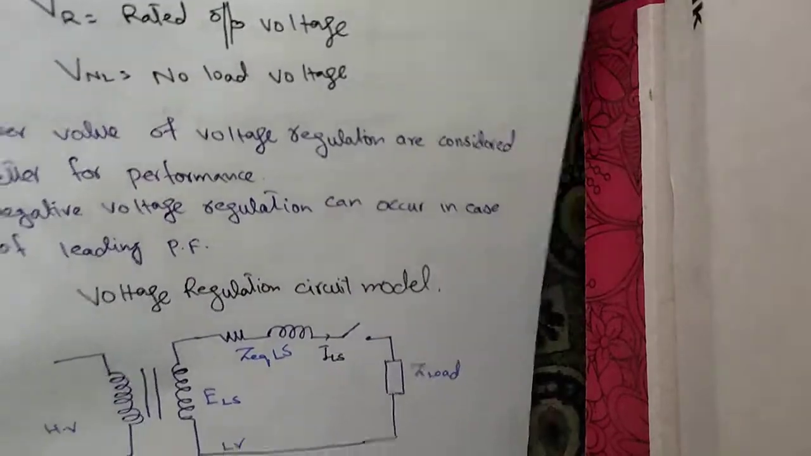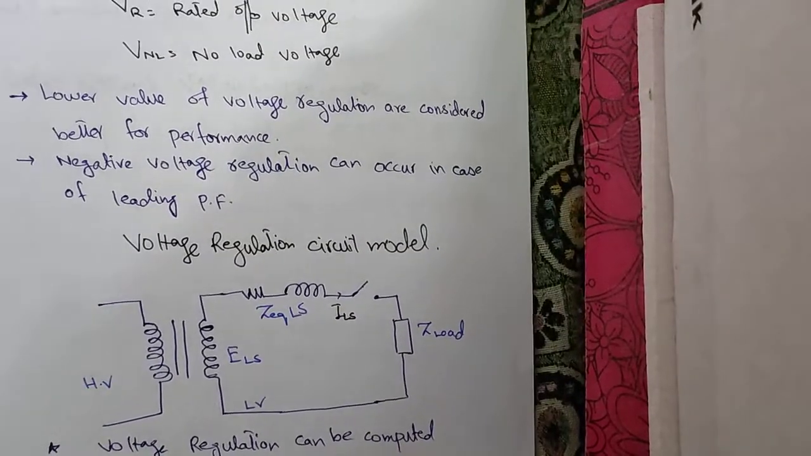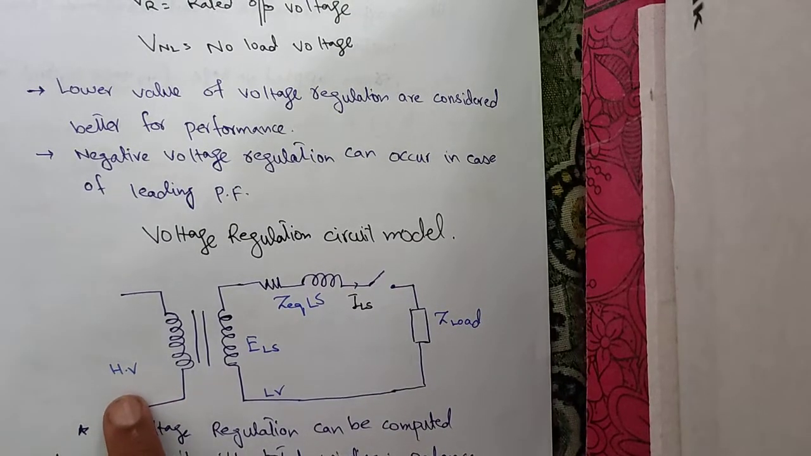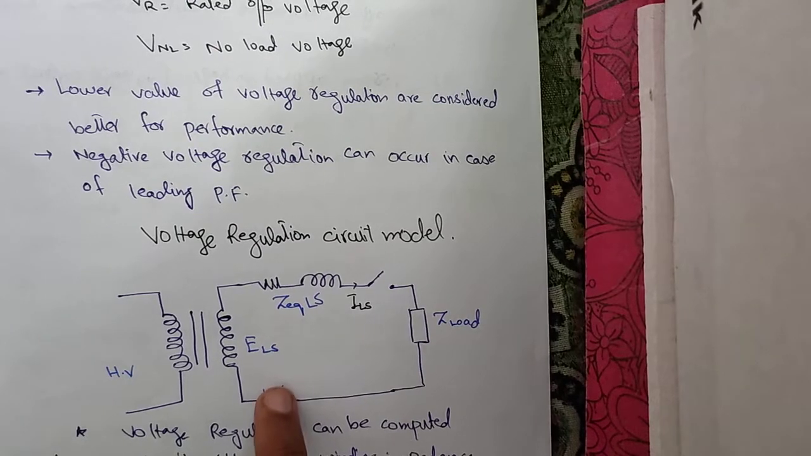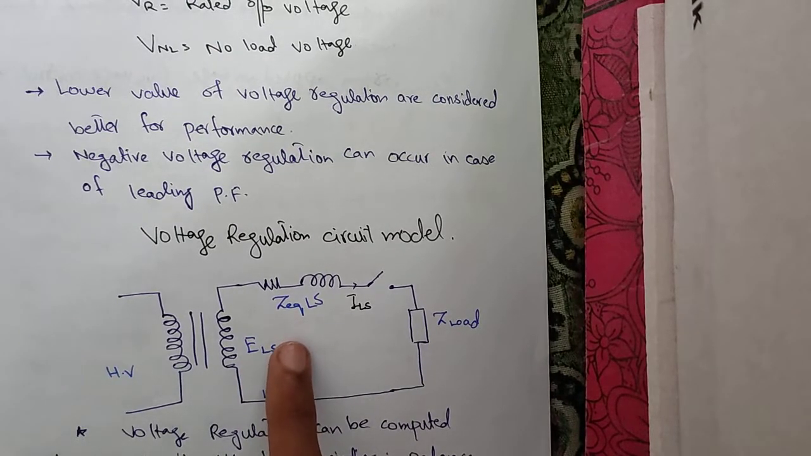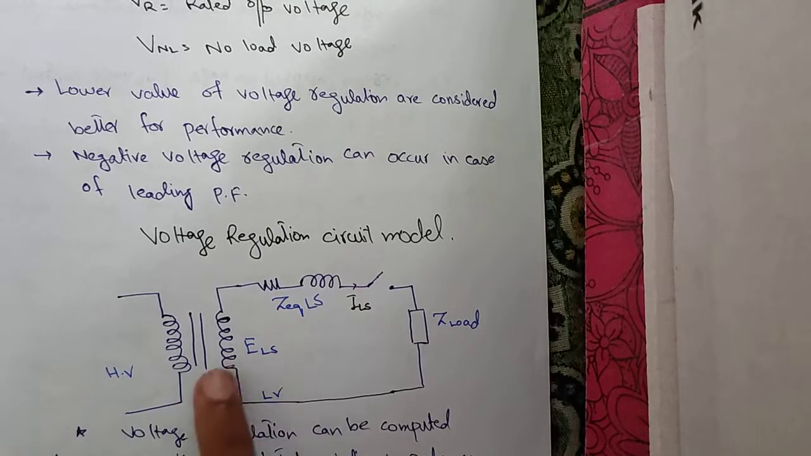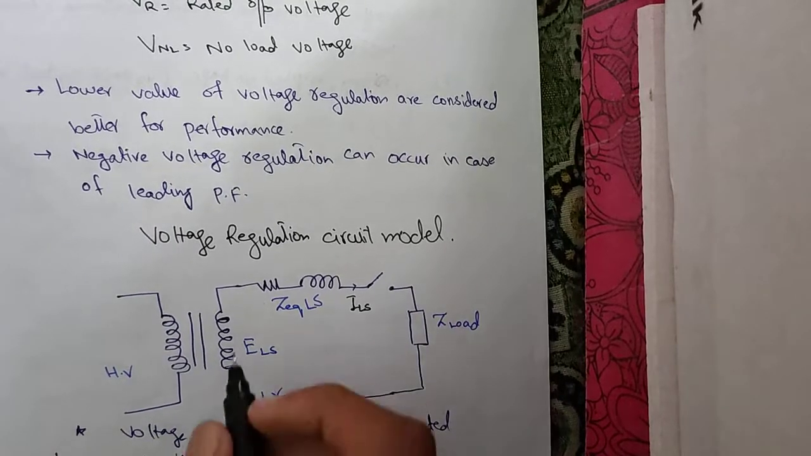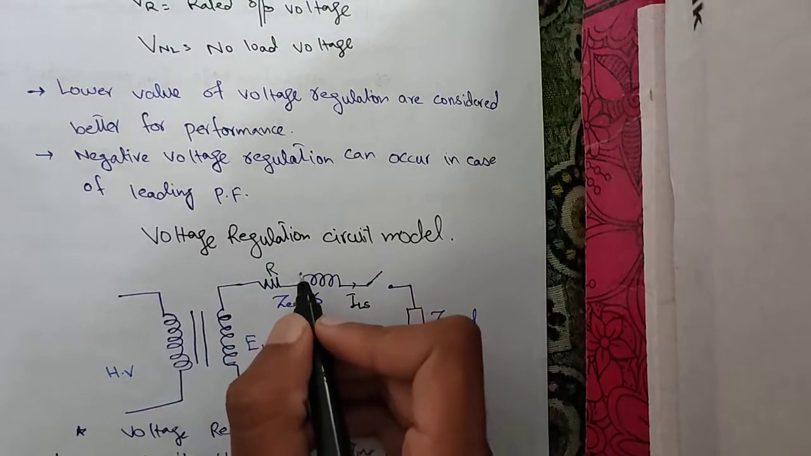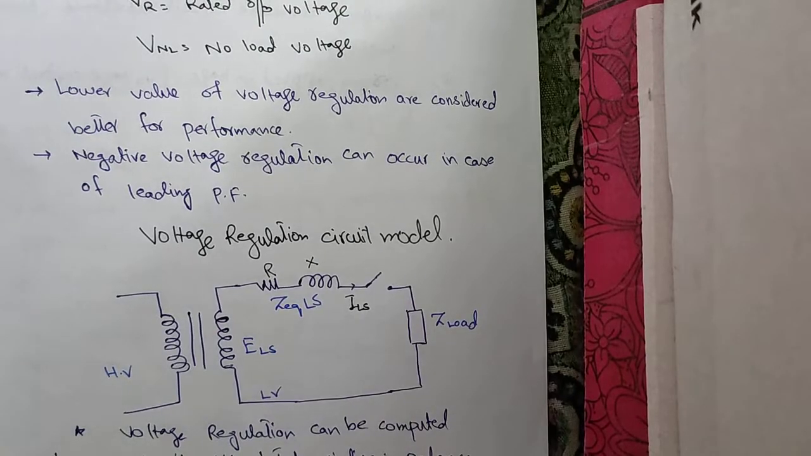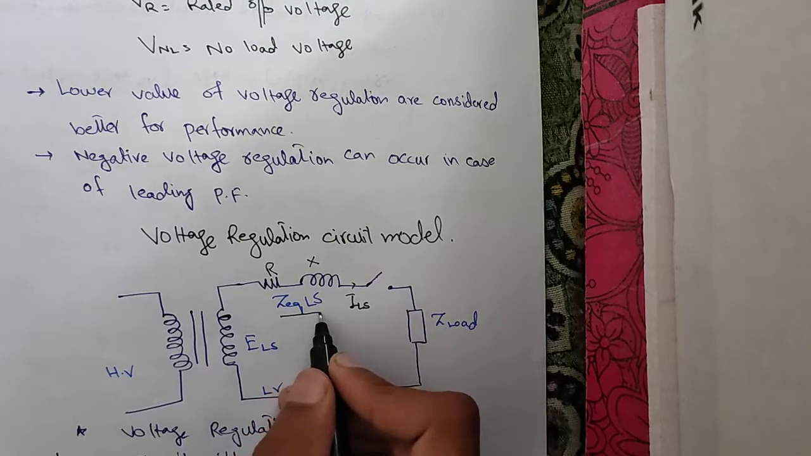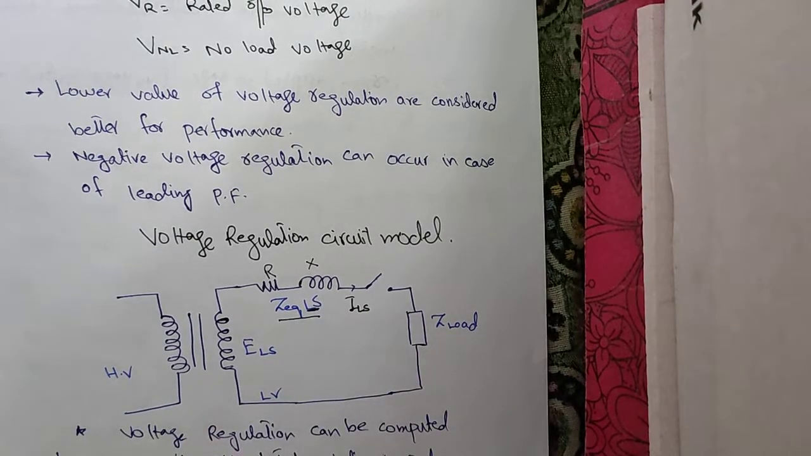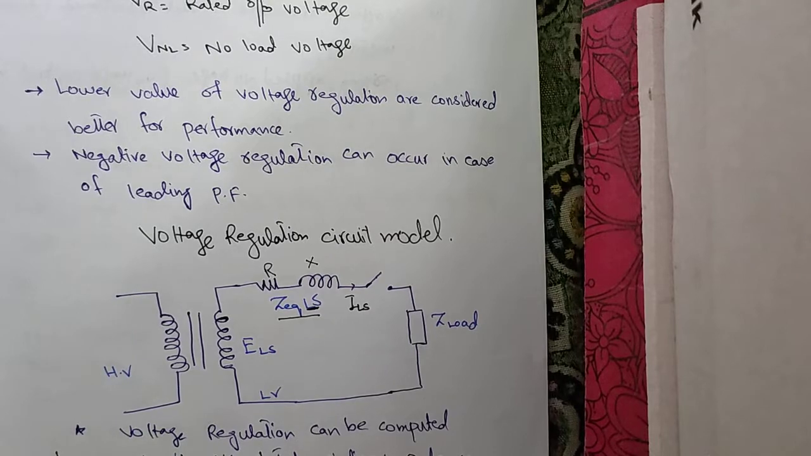Now, how can we derive the voltage regulation equation? Here I have a single phase transformer with a high voltage side and a low voltage side. For getting the equation of voltage regulation, the complete impedance of the circuit is considered. Here the impedance consists of the resistance and reactance X, combined and written as Z equivalent. LS means lower side, the side which is on the low output side.